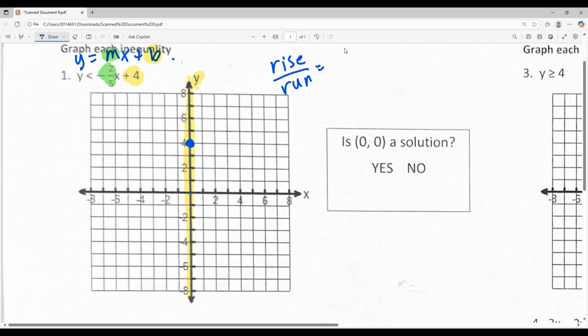Your rise is the number on top, which is 2. The run is the number on the bottom, which is 5. It's negative 2, so that means we want to go down 2, run 5. You always run forward unless you're going backwards. So from our beginning value, that means we're getting smaller. I'm going down 1, 2, and then I'm going to run forward 5 units.